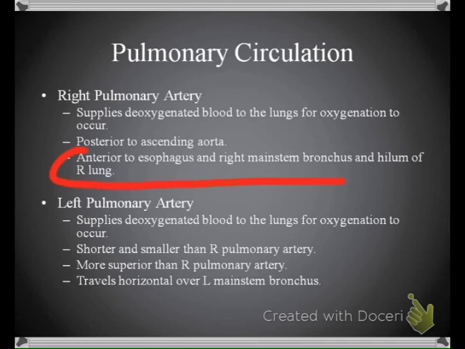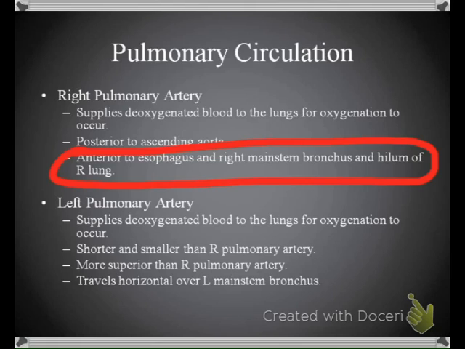So just remember this. The left pulmonary artery, as we said with the right pulmonary artery, is in charge of supplying deoxygenated blood to the left lung. We have to take notice that it's shorter and smaller than the right pulmonary artery. However, it's more superior than the right pulmonary artery, and it travels horizontal over the left mainstem bronchus.